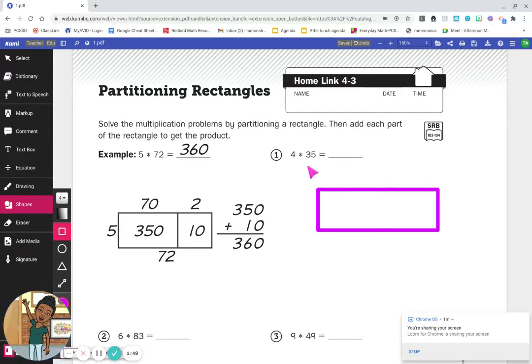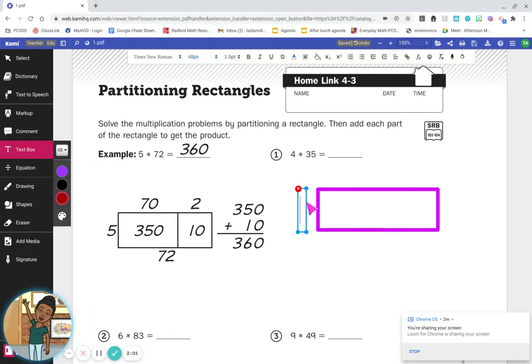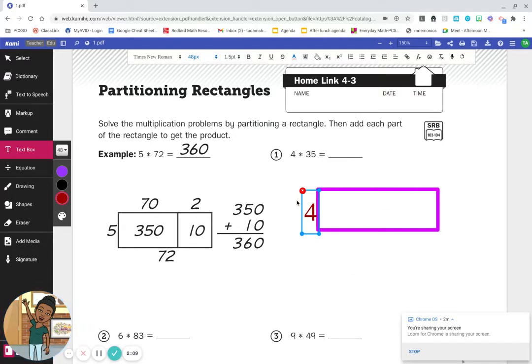Now we have our factors. Where are we going to put our factors on our rectangle? Please use your text box so I can read it. I couldn't read a lot of your assignments yesterday, so please just use your text box so I can know for sure what you are writing, that it's clear. 4 stands alone. Let's put him over here by himself. There's our 4. It's our smallest number, our smallest factor. So 4 by itself.